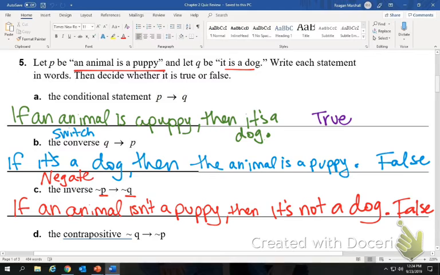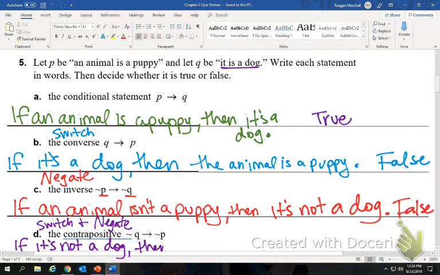The last one is the contrapositive. What do we do for the contrapositive? Yeah, so we're going to switch them and negate them. So switch and negate. It's the longest word. It's the one you do the most work on. So we're going to say if. The conclusion will come first. So if what? If it's not a dog, then the animal is not a puppy. So true or false? That is true.